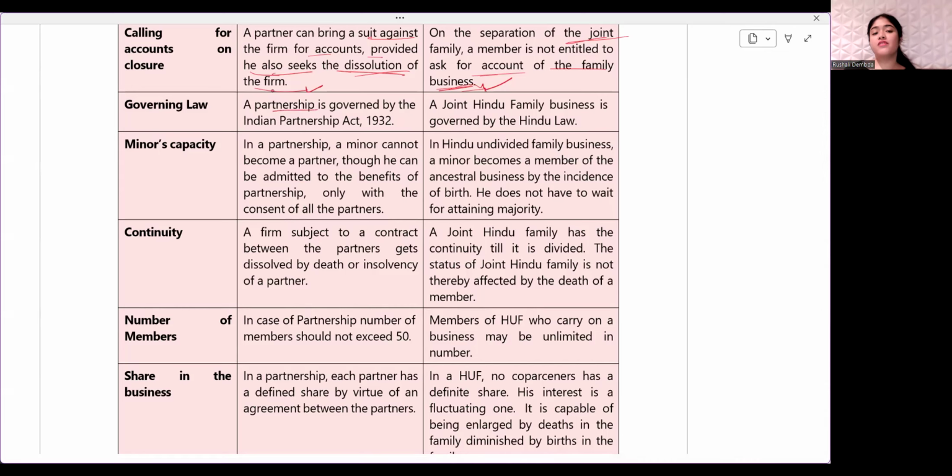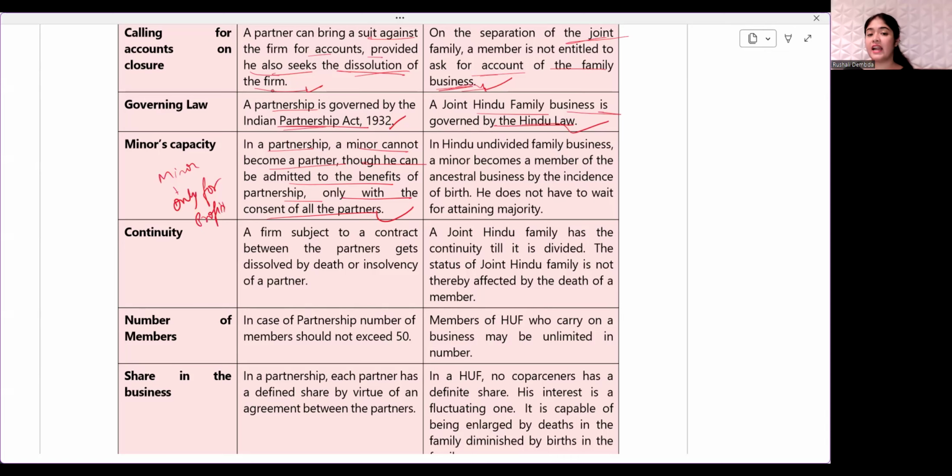A partnership is governed by the Indian Partnership Act 1932. HUF is covered by Hindu law. Minor capacity: in a partnership, a minor cannot become a partner, though he can be admitted to the benefits of the firm only with the consent of all the partners. A minor can become a partner only for profits.